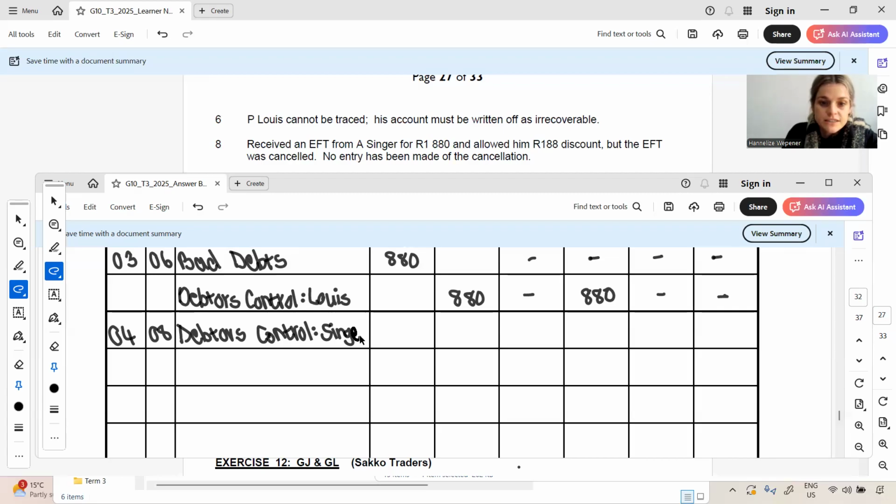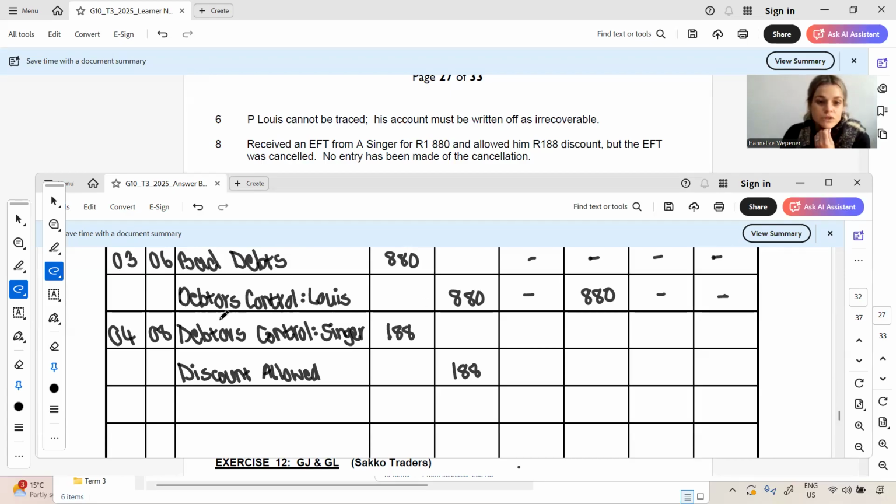Right, and you are reversing the discount so you no longer have this discount allowed expense. So discount allowed, you're now reversing. Okay, and the amount that we are reversing is 188 Rand. So we're adding it back to his account. He owes us that amount, but we no longer have the expense, so we credit the expense.